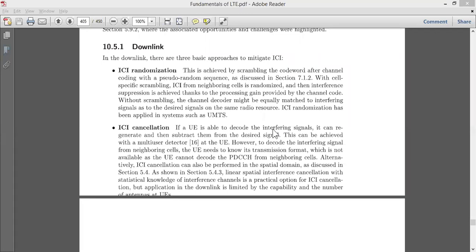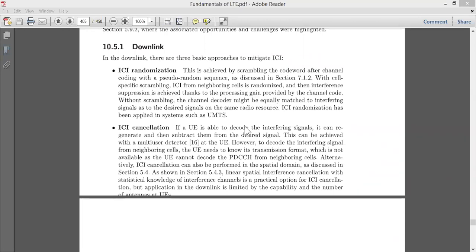Okay, and you should not send only the normal code, you should scramble the code. Scramble in the sense that you should mix the code or randomly generate some number. Here the mechanism is nothing but pseudo random sequences. So if you scramble the channel code, what happens is the cell-specific scrambling, that is the ICI from the neighboring cell, is randomized.